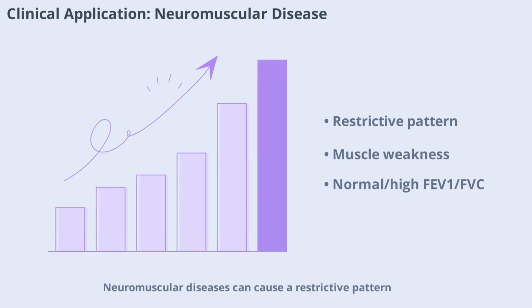Neuromuscular diseases can cause a restrictive pattern due to weakness of the respiratory muscles. This leads to a reduced FVC and TLC, but the FEV1-FVC ratio remains normal or high. Recognizing this pattern helps differentiate between lung and muscle causes of restriction.